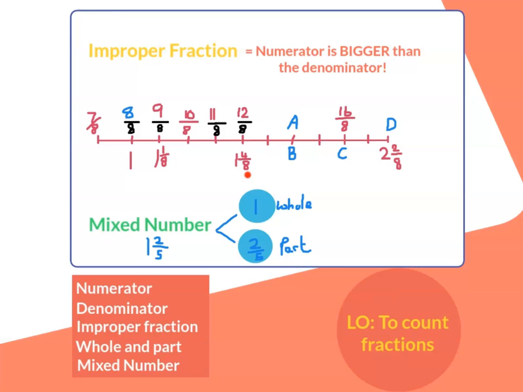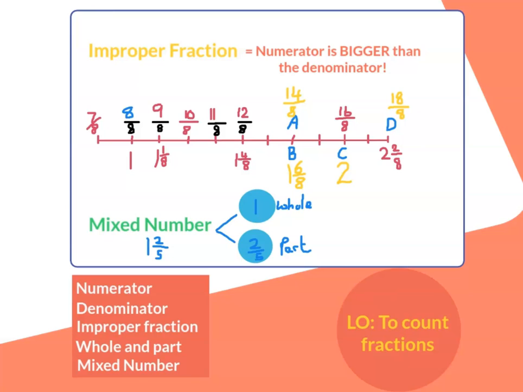So we can actually test to see whether this is right. They should be equivalent. 1 whole is 8 eighths. 8 plus 4 is 12. So yes, we know that 12 eighths and 1 and 4 eighths are the same. I would like you now to pause the video and find the value of A, B, C, D. The values are shown here in yellow.